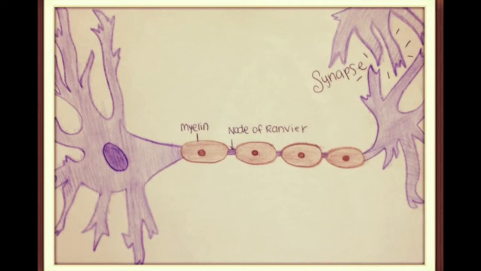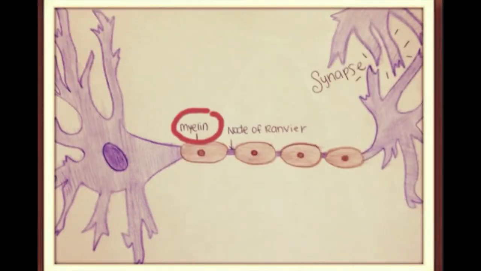Another kind of neuroglia, found in the peripheral nervous system, are called Schwann cells. Schwann cells wrap around axons to produce an insulating myelin sheath. Schwann cells provide the same function in the peripheral nervous system as oligodendrocytes provide in the central nervous system.